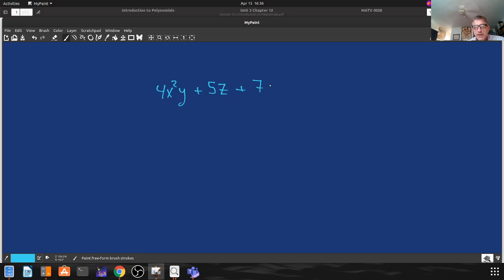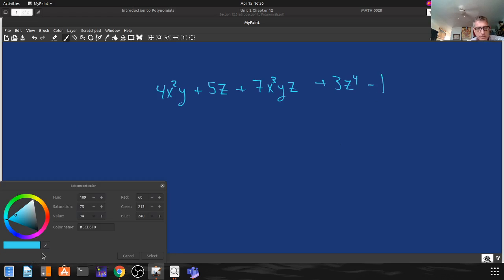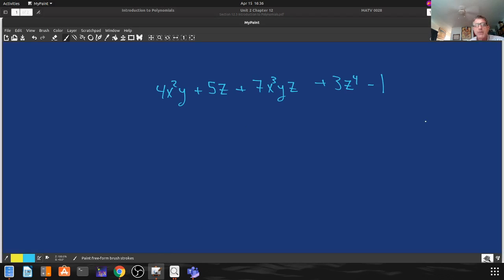Plus 7x cubed yz plus 3z to the 4th minus 1. So this is a polynomial in the variables x, y, and z. Again, just by manner of illustration. This is the constant term. This is a variable term, variable term, variable term, variable term. So let's do the coefficients.